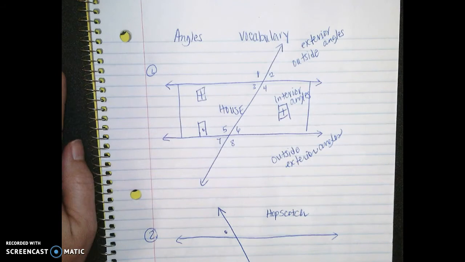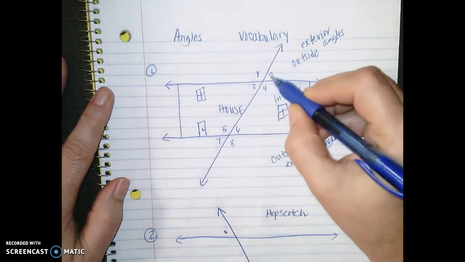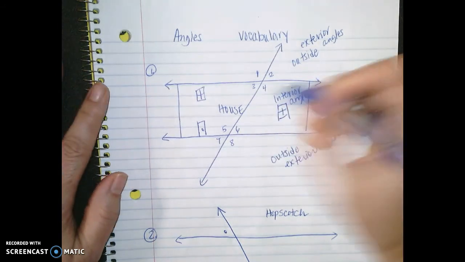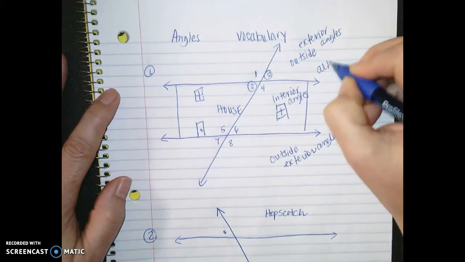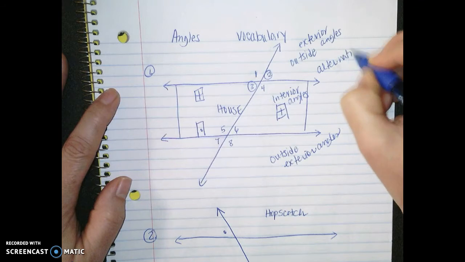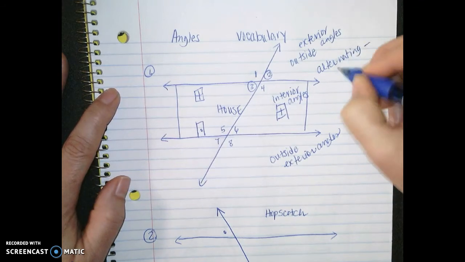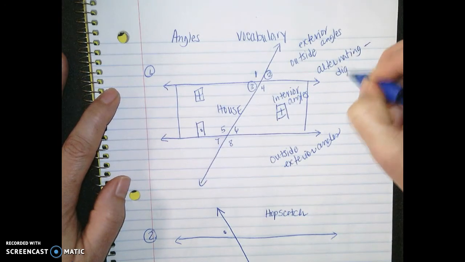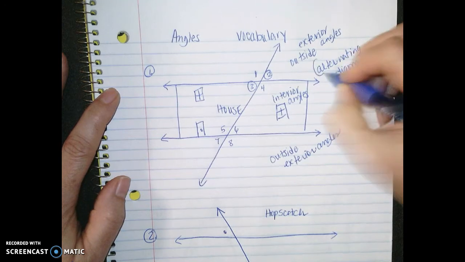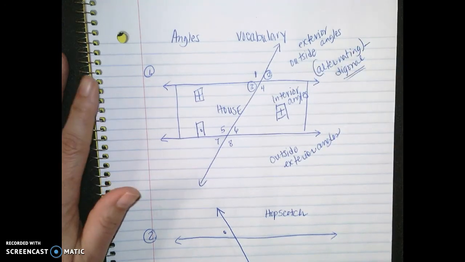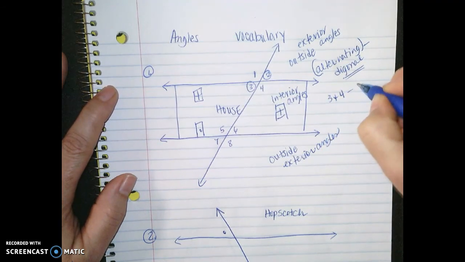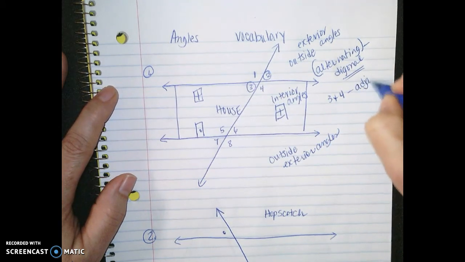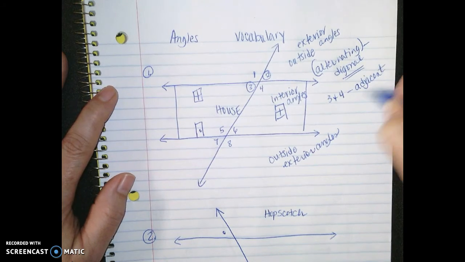Next, if they are opposite of each other, they are considered alternating. So 2 and 3 are alternating because they're diagonal. So alternating, diagonal, same thing. And 3 and 4 would be considered adjacent. They are side by side.